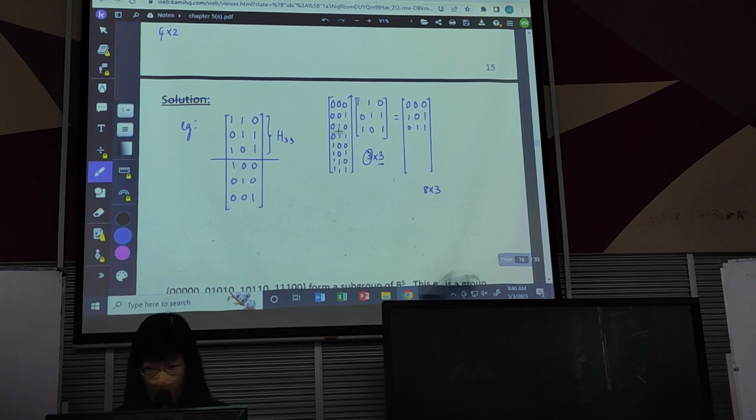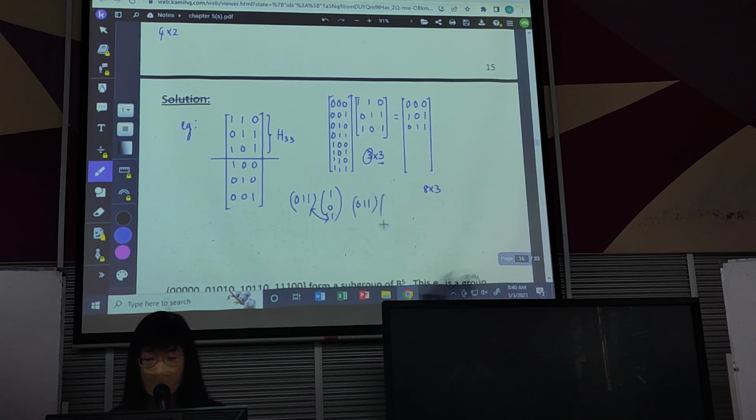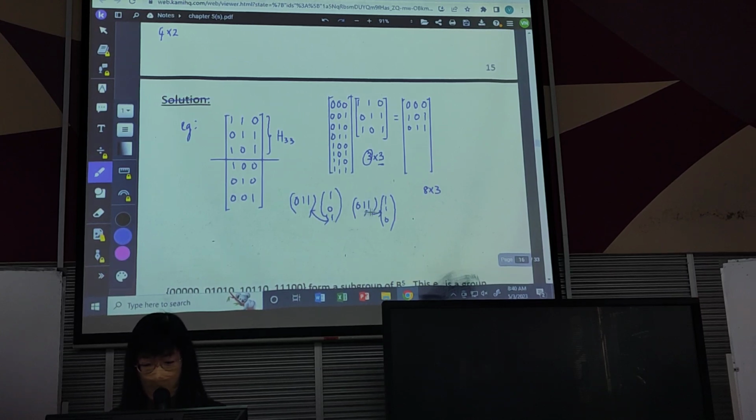This one is the second, fourth row, 0, 1, 1. Multiply just now the first column, we get 1 here. Okay? And then 0, 1, 1 with the second column, 1, 1, 0. How many 1 here? The second and the third, only this one, right? 1, right? The rest are 0.